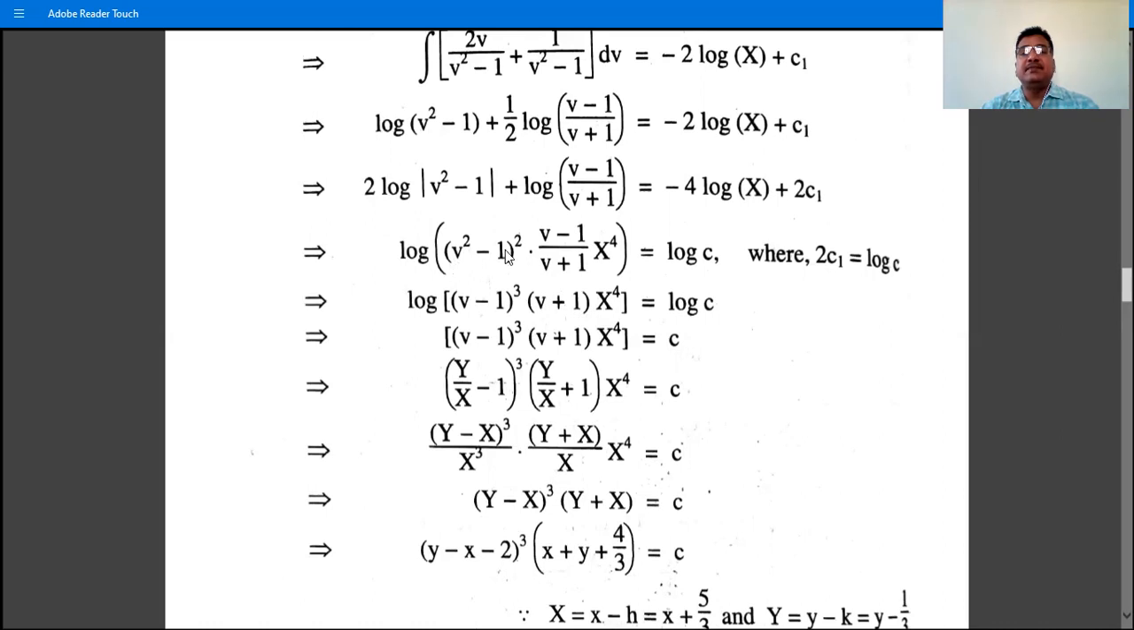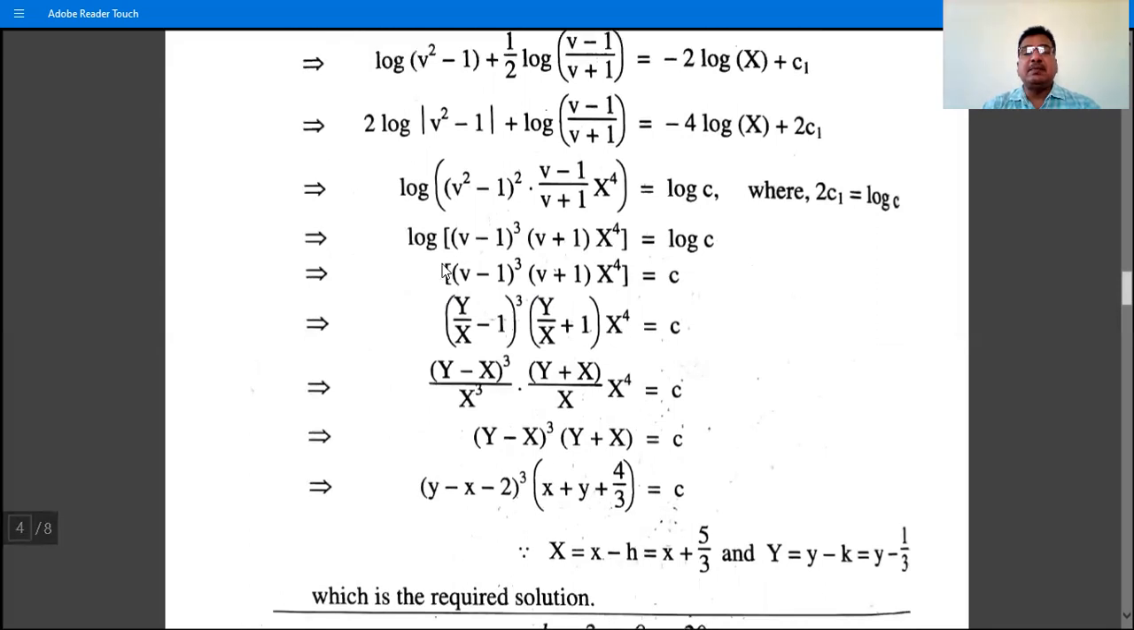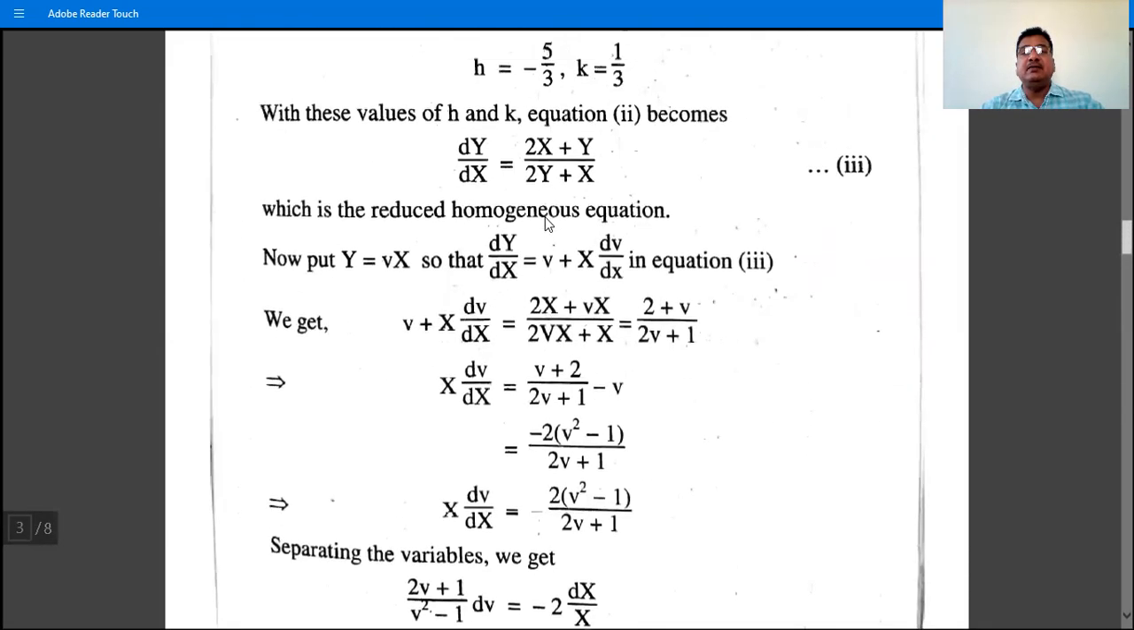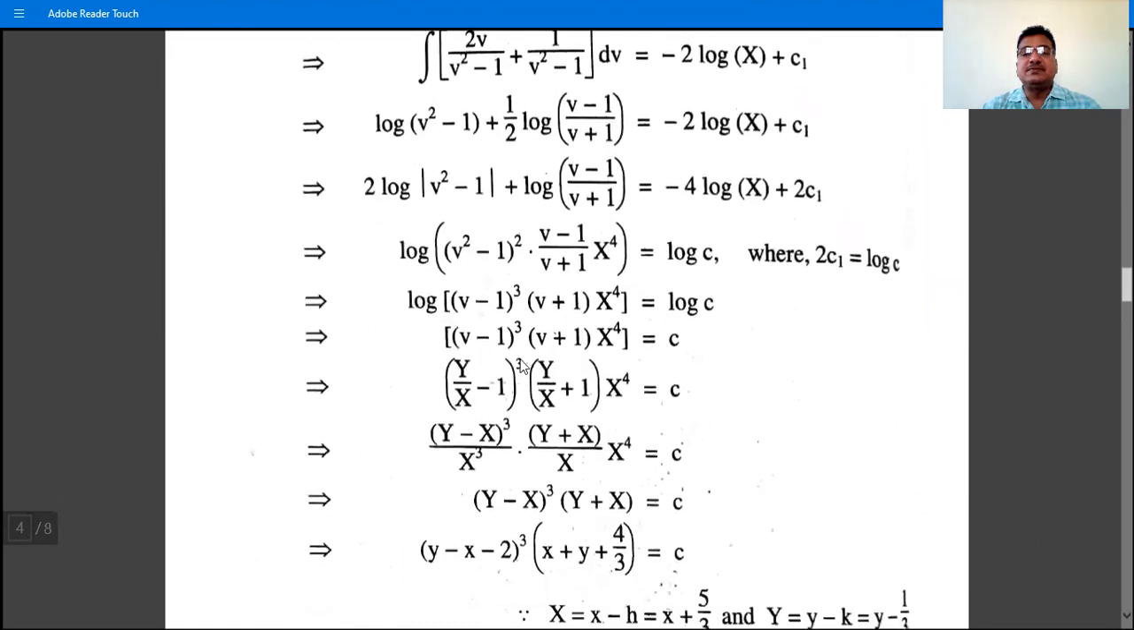(v square minus 1) bracket square. So (v square minus 1) bracket square is (v minus 1) square (v plus 1) square, and then we have (v minus 1) bracket square, and with (v minus 1) that is (v minus 1) cube, and (v plus 1) bracket square, and divided by (v plus 1) becomes (v plus 1). And then cancel the log of both sides, and then substitute this small v as capital Y by x, because capital Y is vx. So small v is what? Y by x. So substitute v as Y by x.